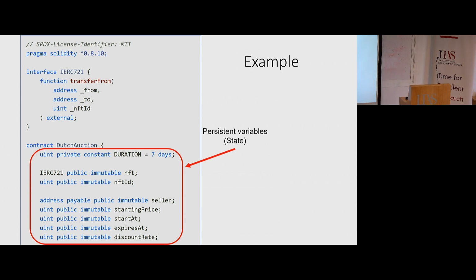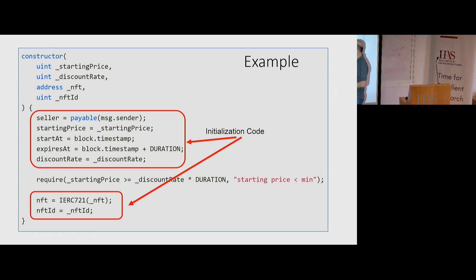But in general, we could do function calls that change these variables. And here's the setup. This is the constructor code. It sets up the smart contract. It receives from whoever's setting up what's the thing we're selling, what's the discount rate, what's the starting price. And it says the seller is going to be whoever sent me this message, whoever set up this contract. The starting price is whatever he told me. The starting time is the block's timestamp. It expires at the block timestamp plus some duration that is fixed in advance.